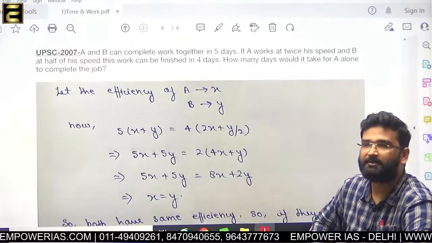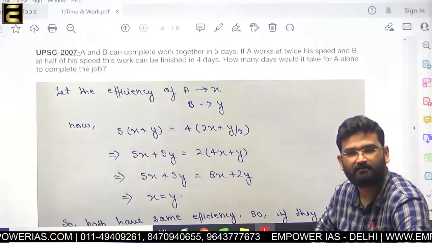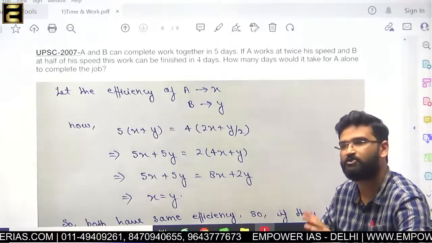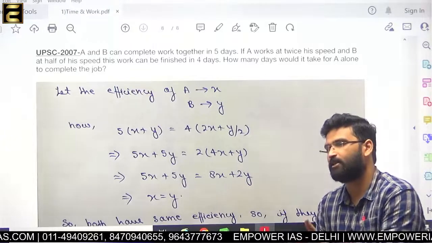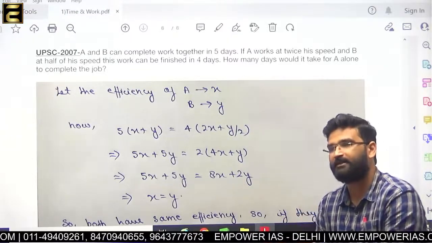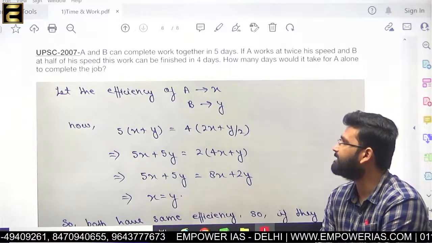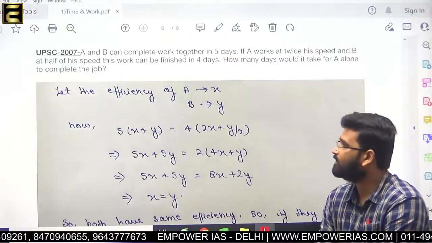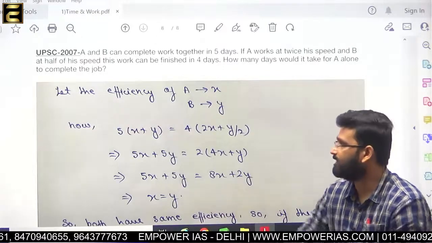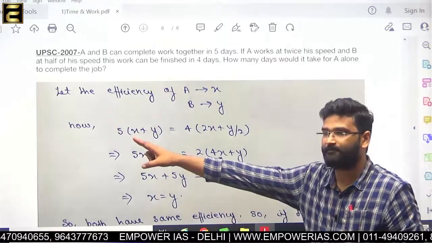तो देखिए यहाँ पर हम क्या मान लेते हैं, A की एफिशिएंसी X, B की एफिशिएंसी Y. देखिए इसको हम अपने ट्री के मेथड से भी कर सकते हैं, लेकिन थोड़ा सा लंबा पड़ेगा वो. आपको ट्री का मेथड का पूरा कंसेप्ट क्लियर है? तो देखिए अगर हम A की एफिशिएंसी को X मान लें, B की एफिशिएंसी को Y मान लें, so the total unit of work will be (X plus Y) into 5.